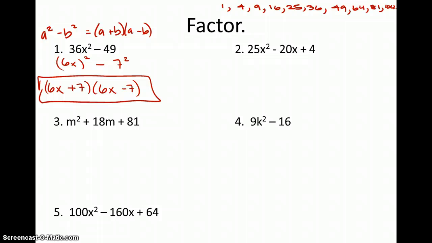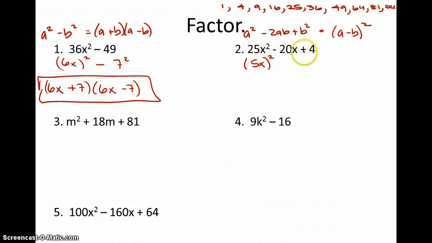Okay, so this one looks like a perfect square trinomial because there's 1, 2, 3 terms. So I'm just going to write the pattern above it: a squared minus 2ab plus b squared equals a minus b squared. So what squared gives me 25x squared? 5x. What squared gives me 4? 2. So now I can write this just like this, and I'll have 5x. This was subtraction, so minus 2 squared.